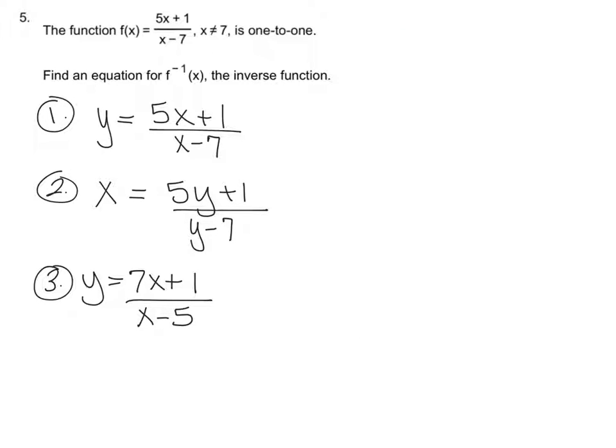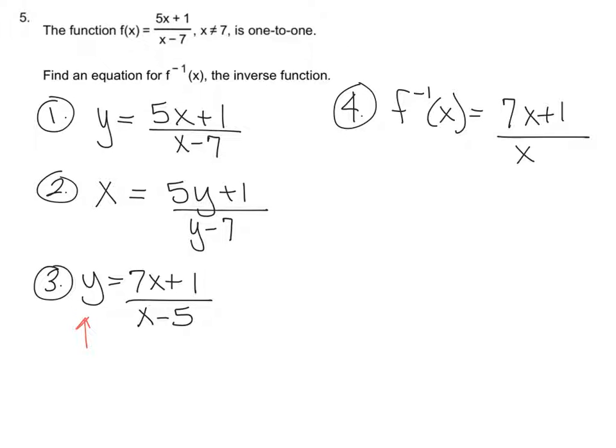Now that we completed our third step, we can complete our fourth step by replacing the y that we found in step 3 with f inverse of x. So f inverse equals 7x plus 1 over x minus 5. That's our inverse function. Now we also want to state any restrictions.